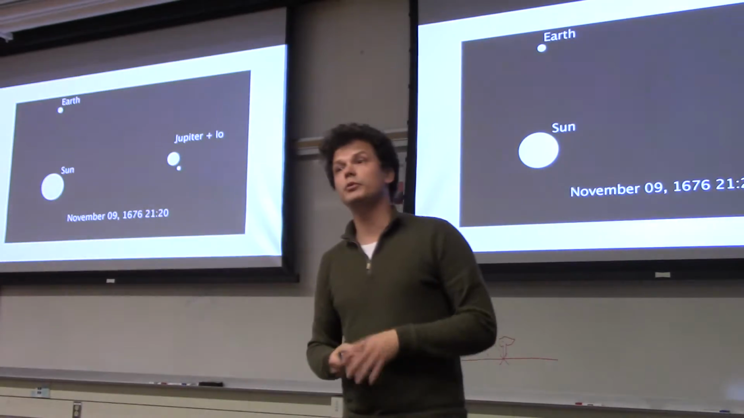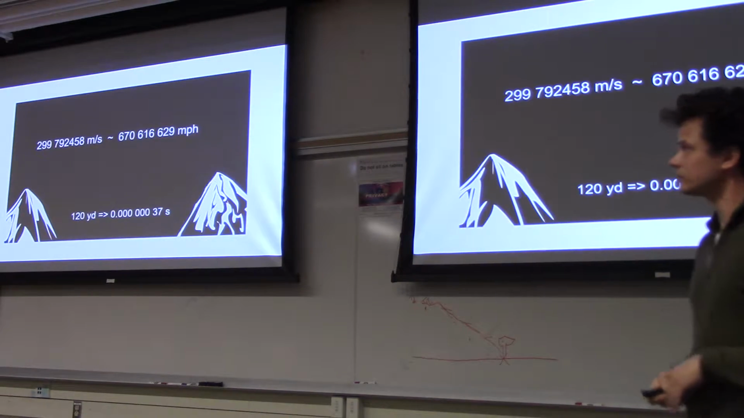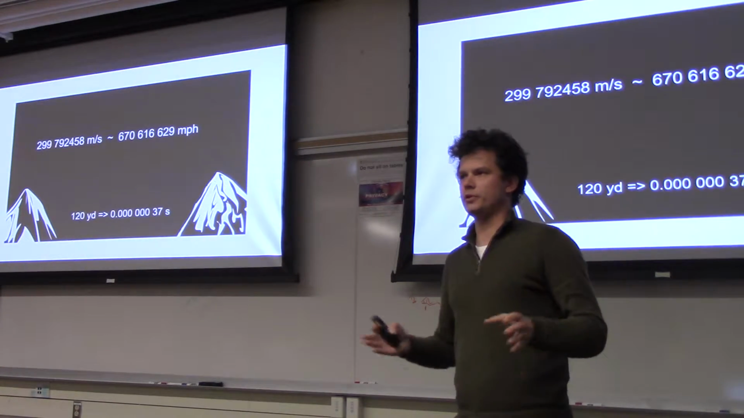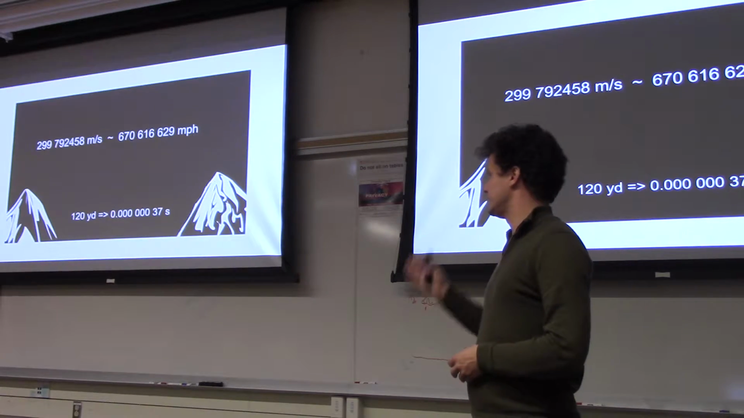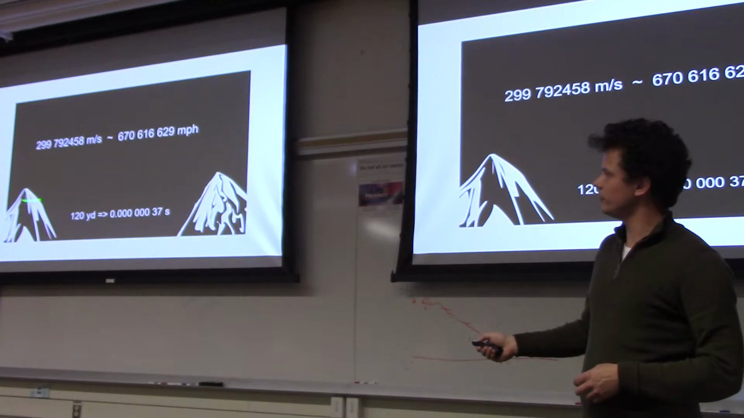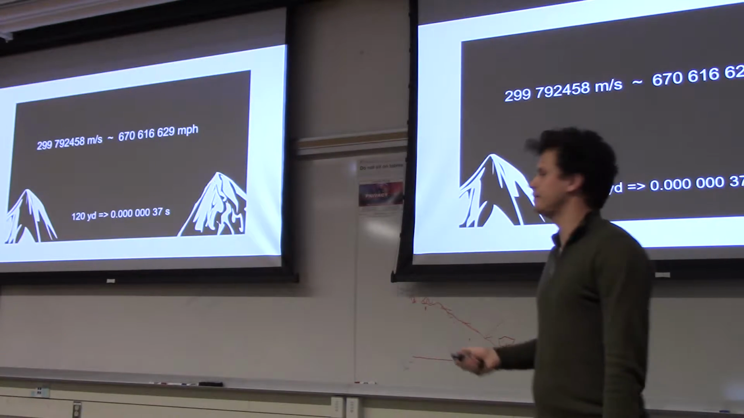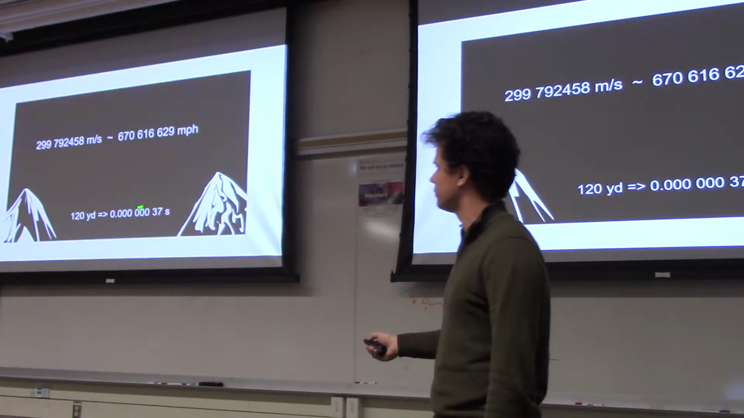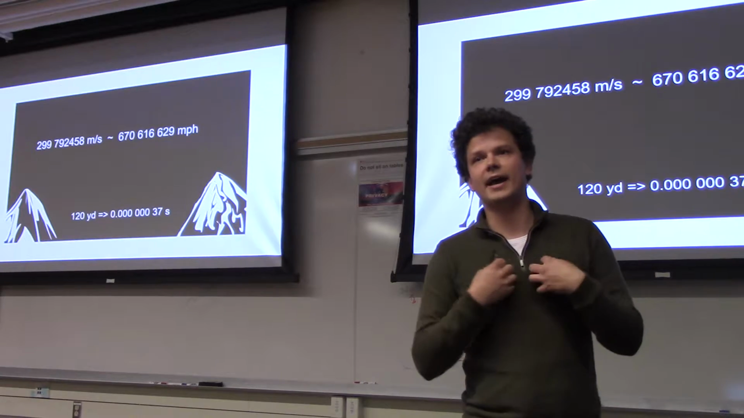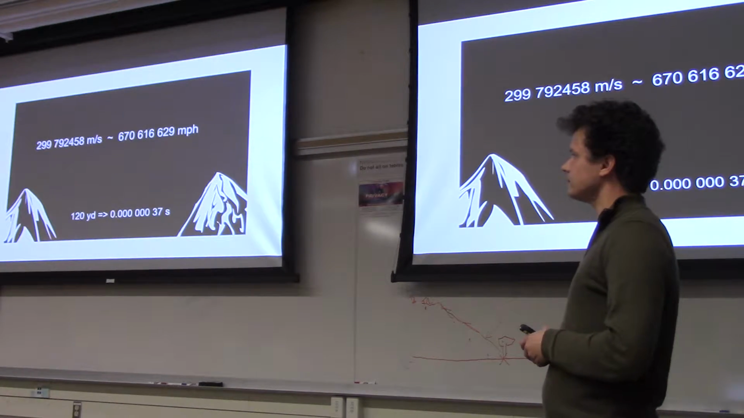and he also got a value for the speed of light, which was already really close to the value that we have now, which is 299 million meters per second, so about 670 million miles per hour, which means that if those two mountains here were at a distance of 120 yards, it would have taken the light only 0.0000037 seconds, and that's why I couldn't tell, and that's why Isaac Beeckman couldn't tell.